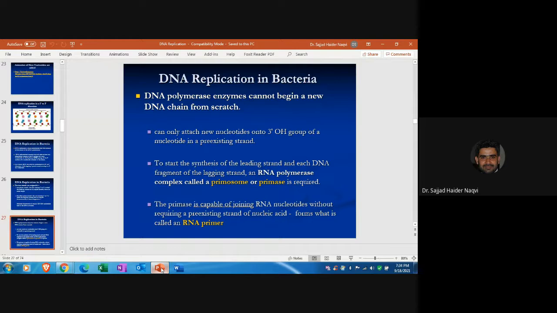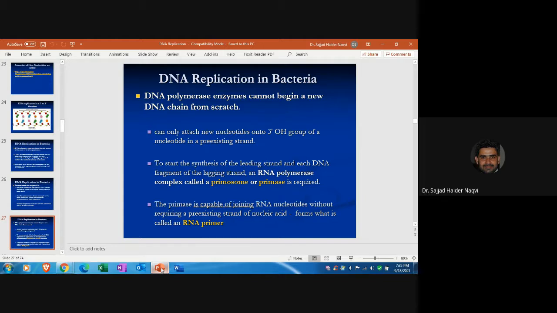Similarly, we have another enzyme called primase, which is the main enzyme synthesizing the primer. So it's a bit of a complicated structure where you've got the lagging strand, the RNA polymerase enzyme, and the primase enzyme, and this collectively is called the primosome. Now, the primase, as I said, is the enzyme which is capable of joining the RNA nucleotides without requiring a pre-existing strand of nucleic acid. That forms what is called the RNA primer.